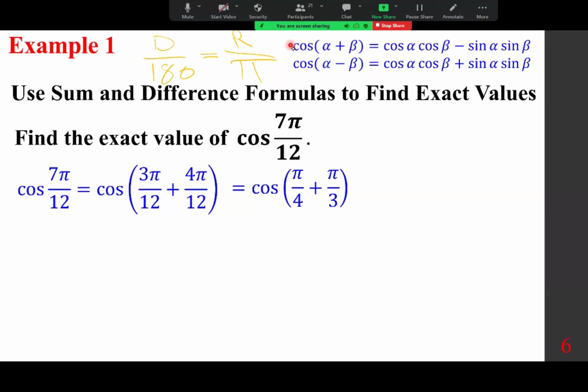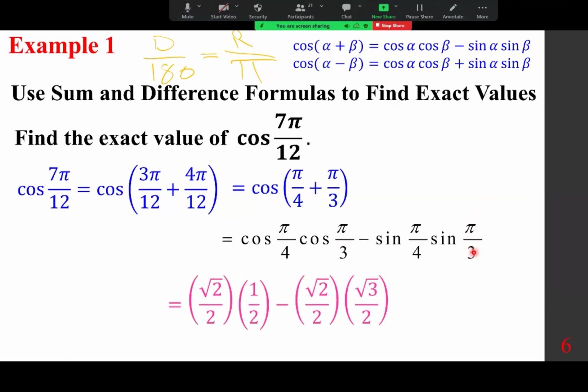Cosine alpha cosine beta, cosine of pi over 4, cosine of pi over 3, minus sine alpha sine beta, minus sine of pi over 4, sine of pi over 3. And as I mentioned, they're all common arcs. Cosine of pi over 4 is square root of 2 over 2. Cosine of pi over 3 is 1/2. Sine of pi over 4 is square root of 2 over 2. Sine of pi over 3 is square root of 3 over 2.